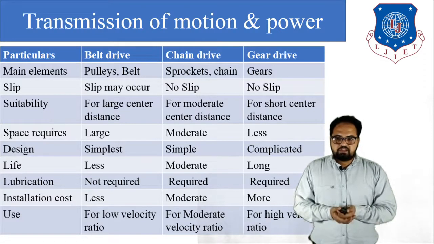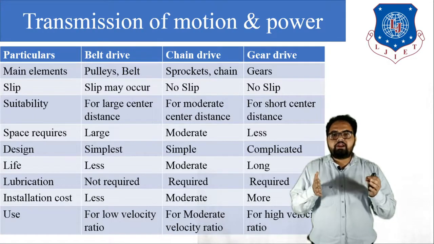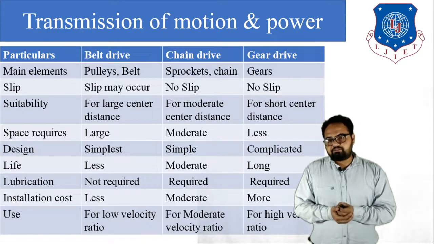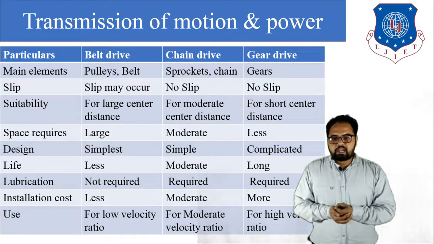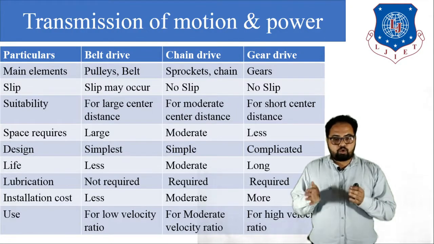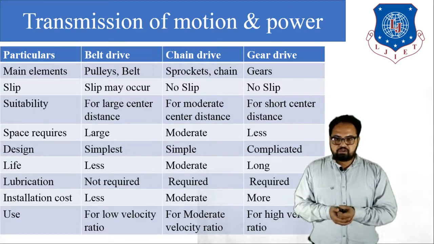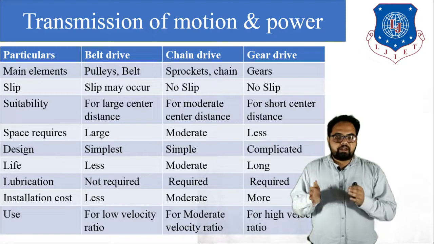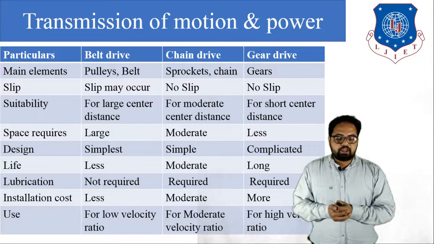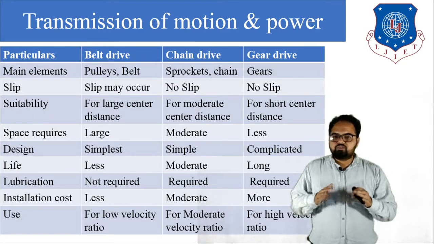Now the next is the comparison between belt drive, chain drive and gear drive. So first comparison is based on elements. In belt drive, pulleys and belts are used. In chain drive, we are using sprockets and chains, and in gear drive, gears are used. Slip. In belt drive, there is a chance of slip. In chain drive, there is no chance of slip, and in gear drive, there is no slipping.